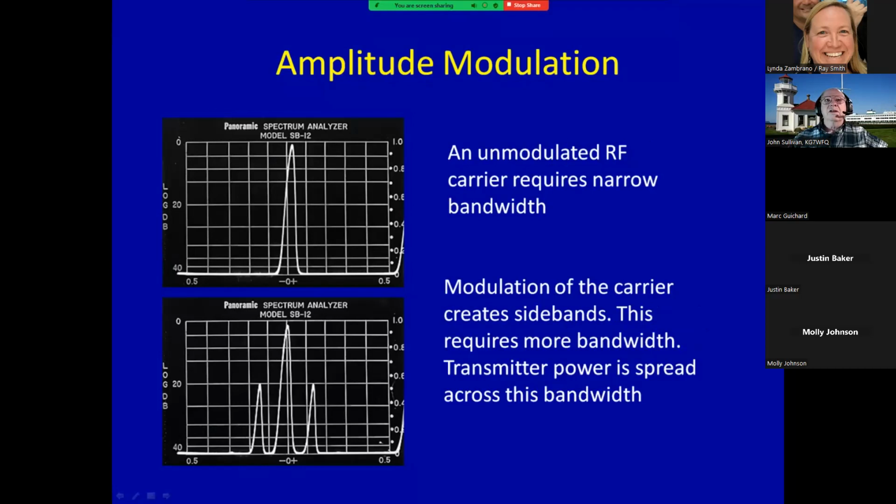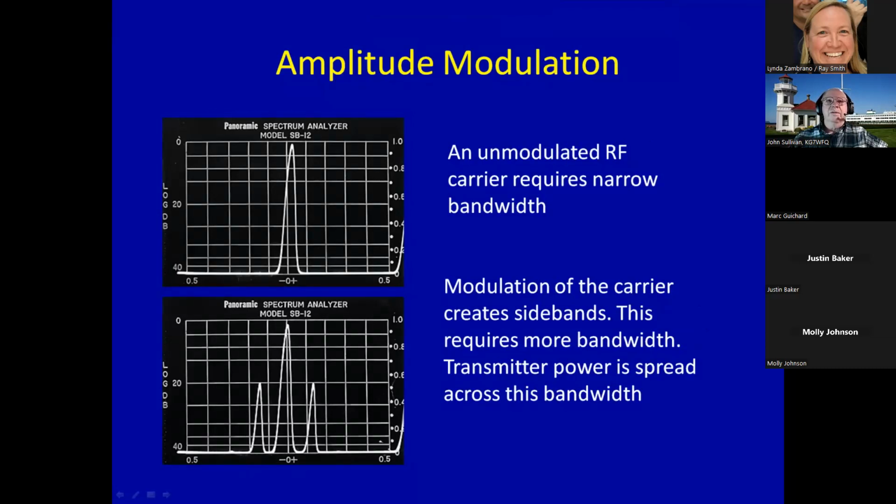So you can see here in the illustration at the top, if you were looking at a spectrum analyzer view of what the wave looks like, an unmodulated RF carrier is fairly narrow. It's just that peak right there in the middle. It's not being modulated, it's just there. But once you modulate and change the amplitude, you create the signal on the carrier, but you also create what are called sidebands. And that requires more bandwidth. As you can see, it's much wider than the carrier is. And the transmitter power is spread across this bandwidth. Okay, so this is amplitude modulation.